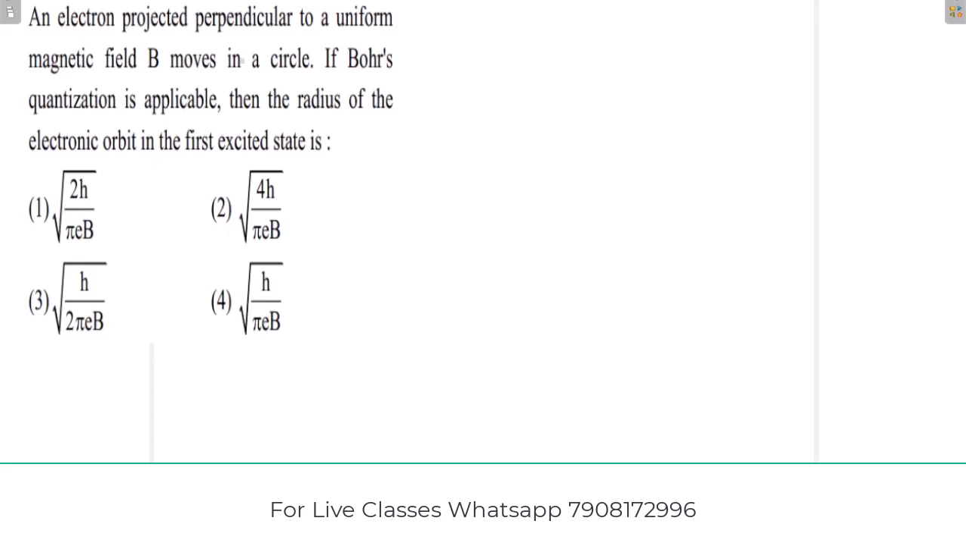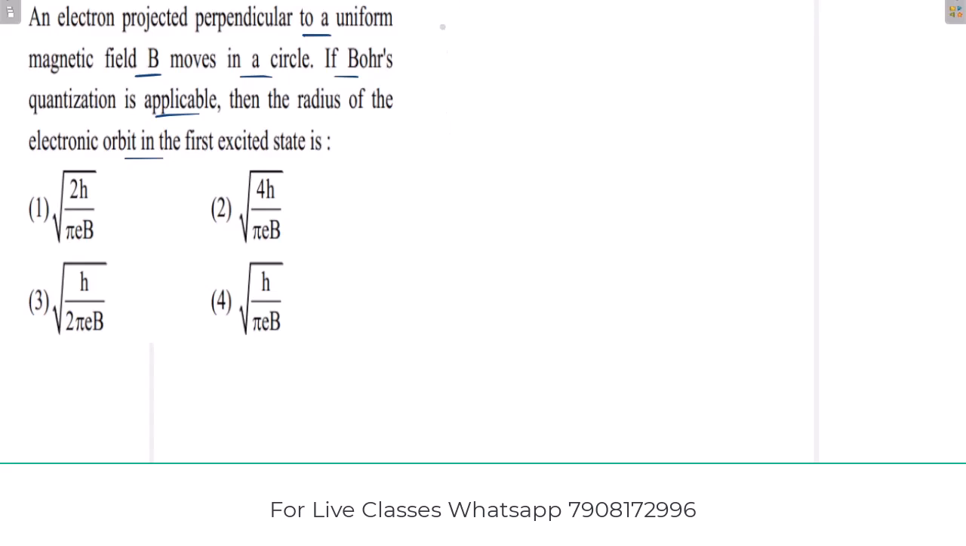An electron projected perpendicular to a uniform magnetic field B moves in a circle. If Bohr's quantization is applicable, then the radius of the electronic orbit in the first excited state is. So B is the applied magnetic field in the perpendicular direction. Then we have to find the radius of the orbit.